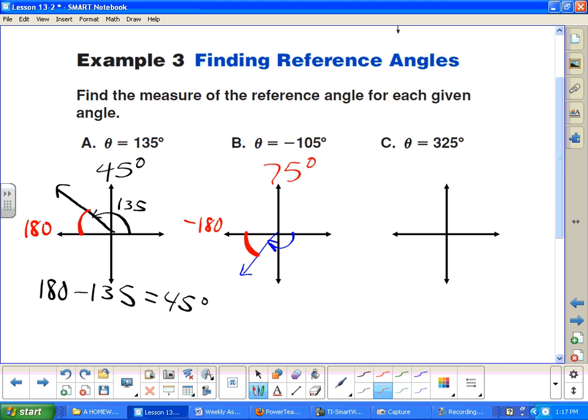It's always going to be less than 90. So it can't be equal to 90. It must be less than 90. Okay.